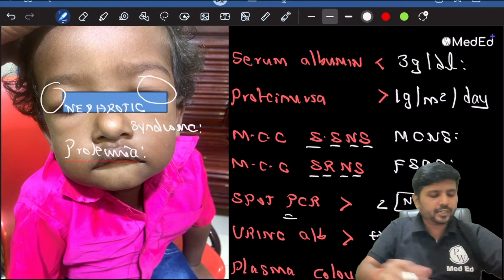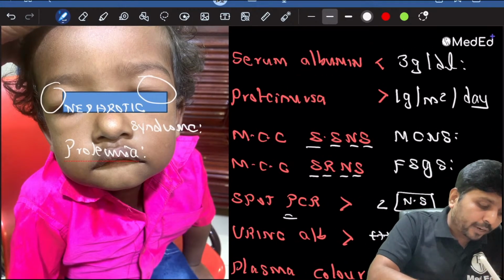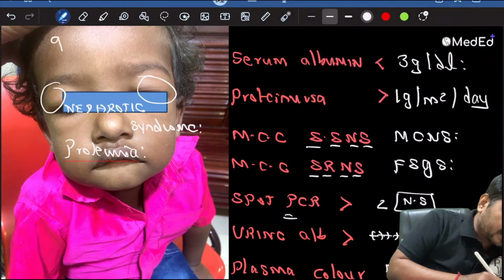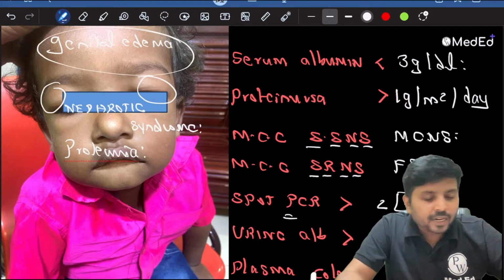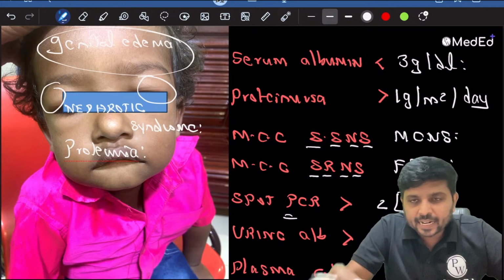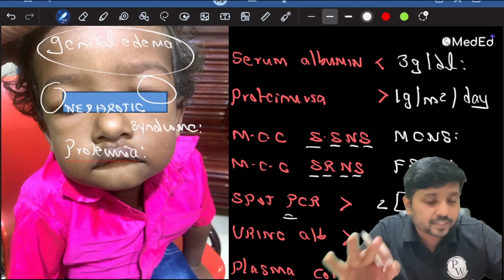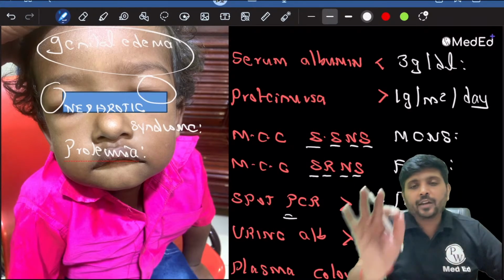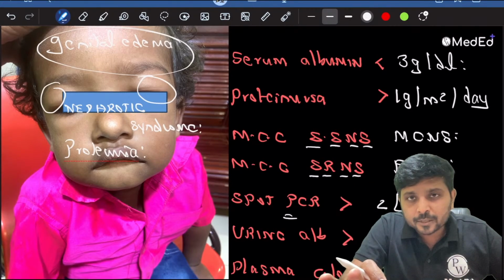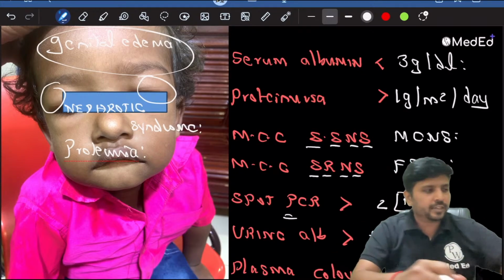So any child with periorbital puffiness, one more good point is they are also associated with genital edema. Genital edema is very characteristic of nephrotic syndrome. It won't occur in nephritic syndrome. So if periorbital puffiness is associated with genital edema, think in terms of nephrotic syndrome.